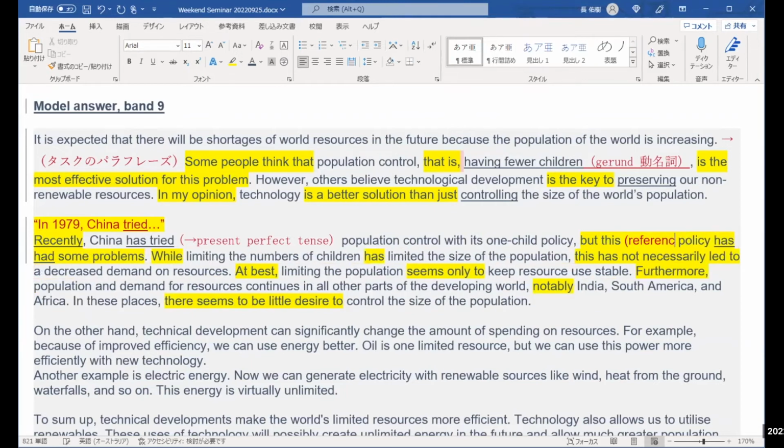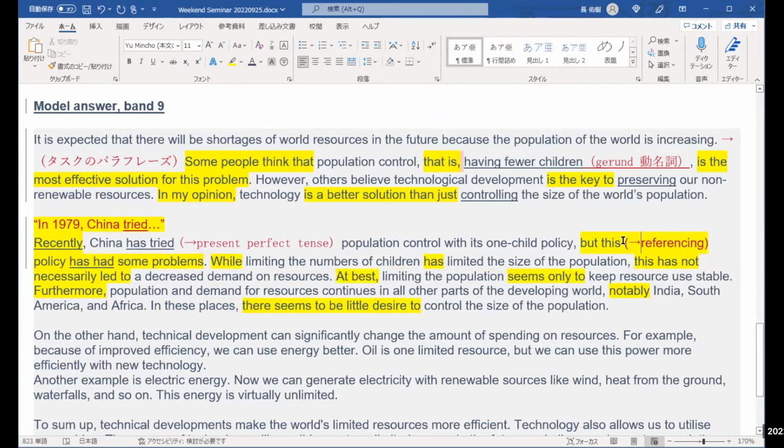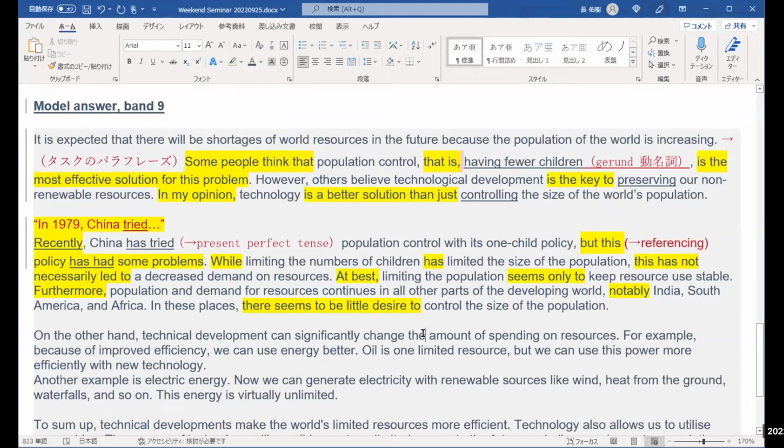Then we have some linking words which I've highlighted: while, at best, furthermore, notably. These words are adverbs or conjunctions, or adverbs that operate as conjunctions. And these are the sorts of words that the examiner is looking for in order to give you a high score for your coherence and cohesion, the second criterion in task 2.